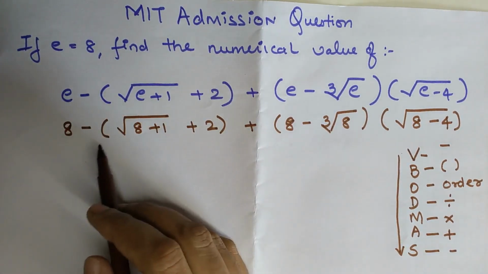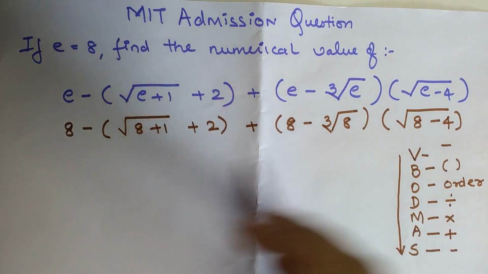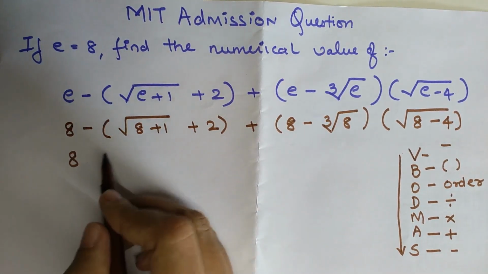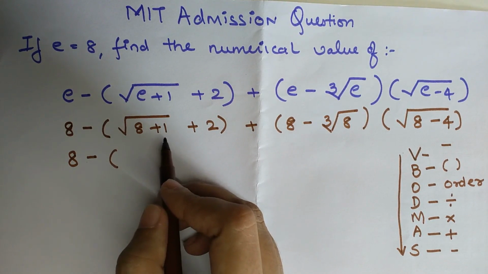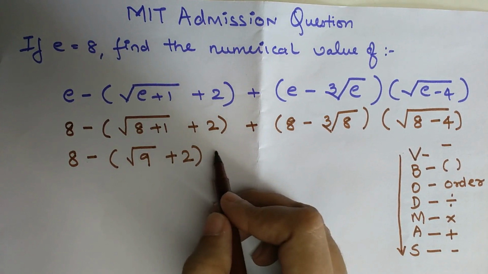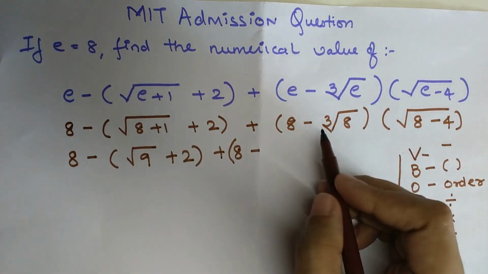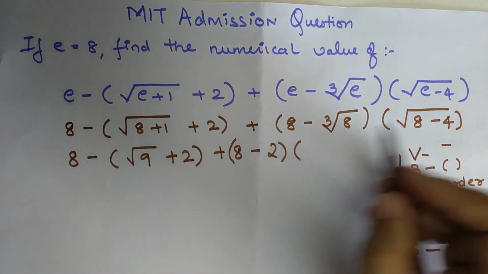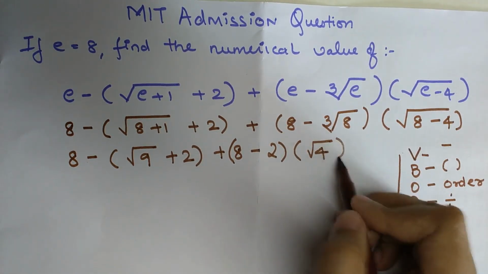The first thing we'll do is solve the square roots and the cube roots. Let's start this down. We'll keep the rest of the question as it is. So 8 minus root of 8 plus 1, which is 9. Let's write that down. Plus 2 plus 8 minus cube root of 8, which is 2. And root of 8 minus 4, you are left with root of 4.